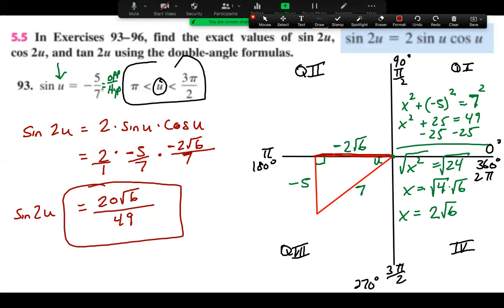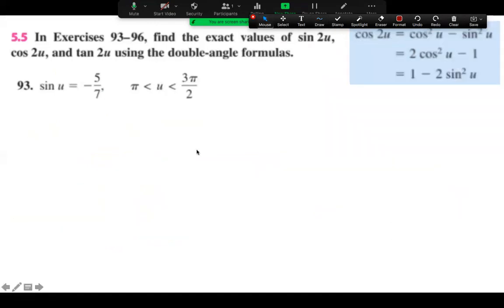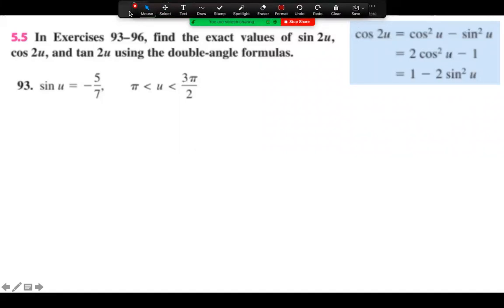Well, that brings us next to finding the cosine of double the angle. So we're still on number 93. We're just on to the next part, which is finding the cosine of 2u. So let me clear this, and we will go to the next slide, where I've just superimposed the formula for cosine 2u.